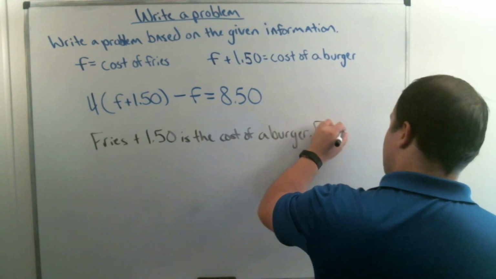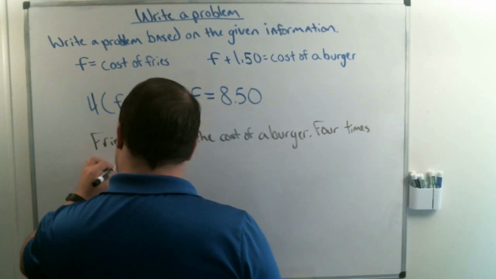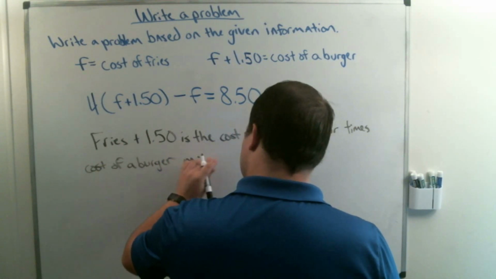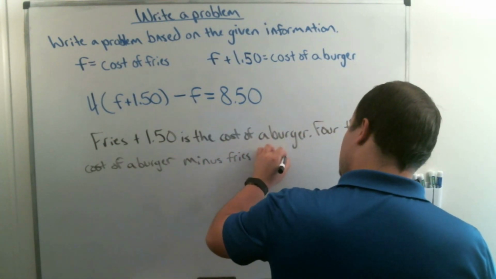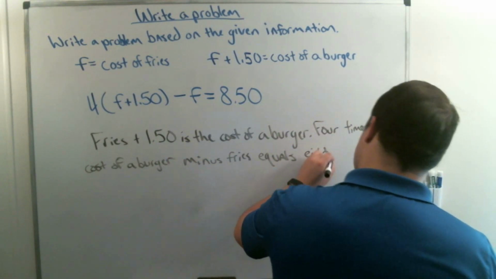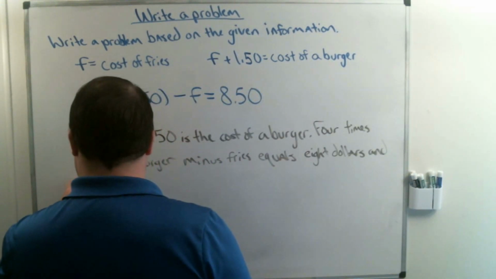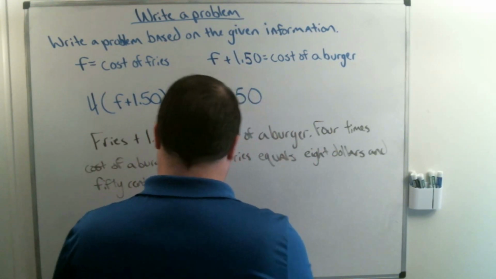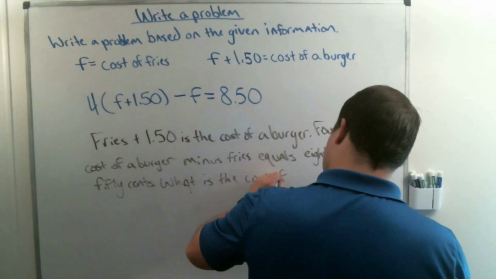And so now I'm going to write a verbal statement for this. 4 times the cost of a burger, minus fries, equals $8 and 50 cents. What is the cost of fries?